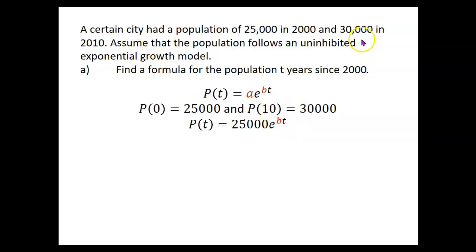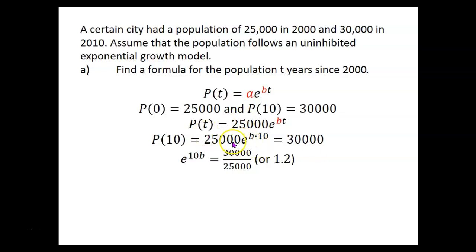Then we have our other data point: 10 years after our starting point, when t is 10, the population is 30,000 people. So if you plug in 10 for t, what comes out should equal 30,000. That means P of 10, 25,000 times e to the b times 10, should equal 30,000. That gives us an equation that we can solve to work out what number b has to be.